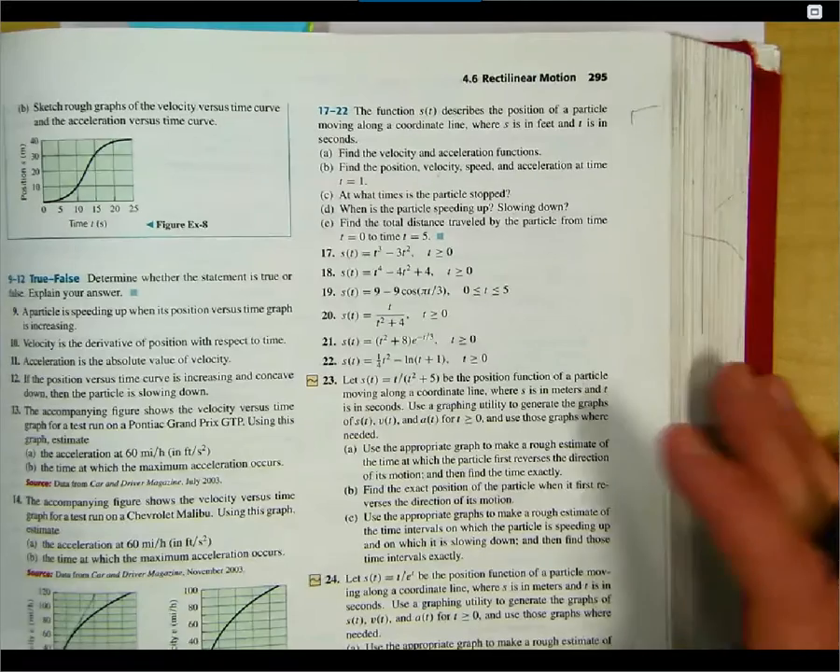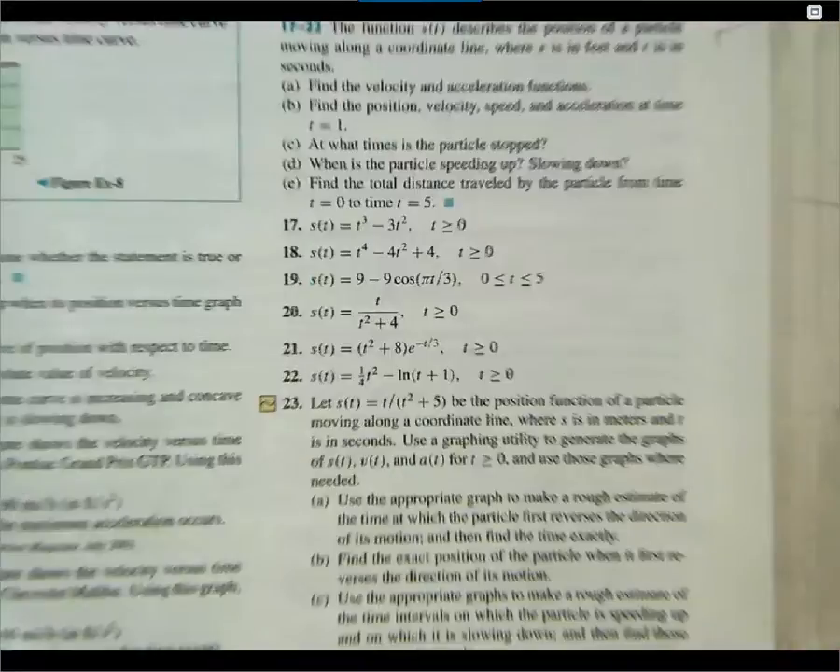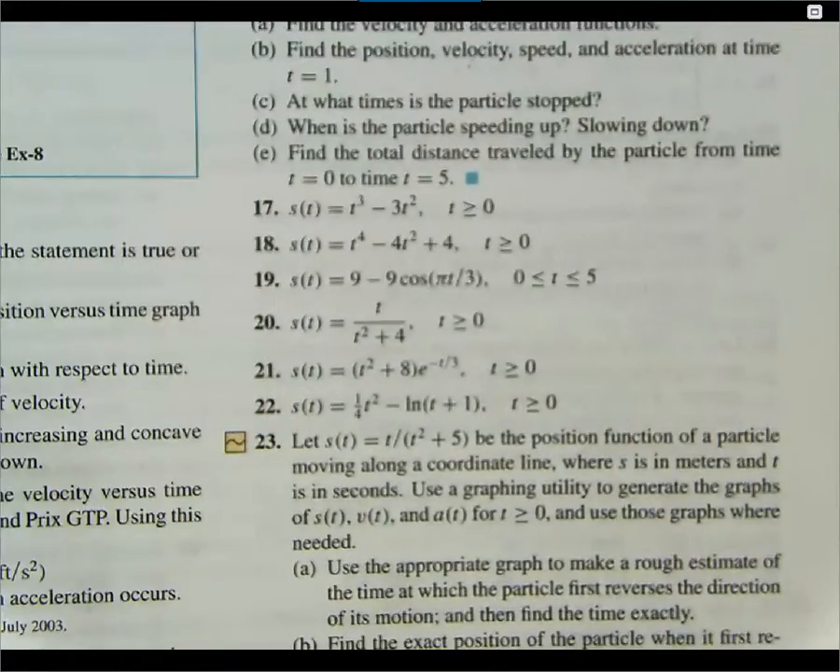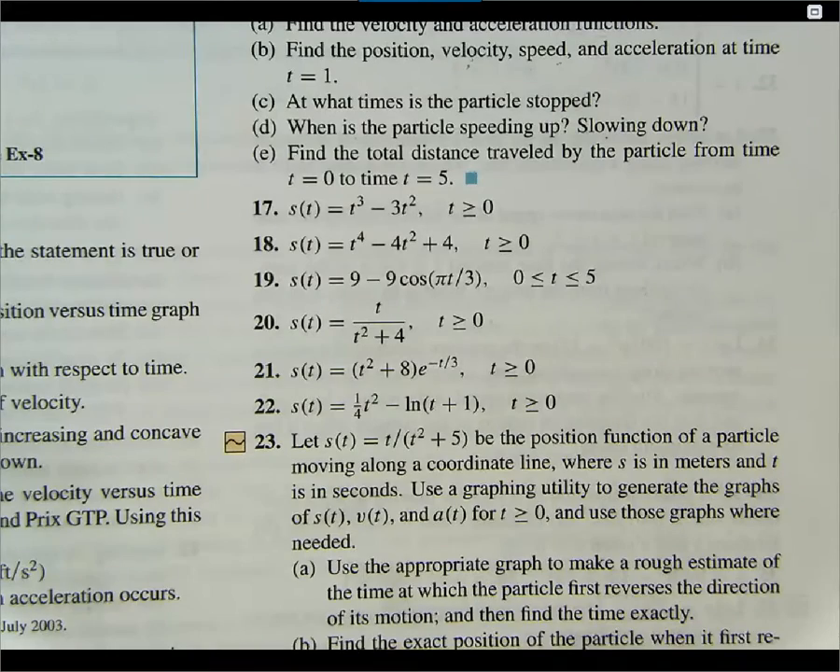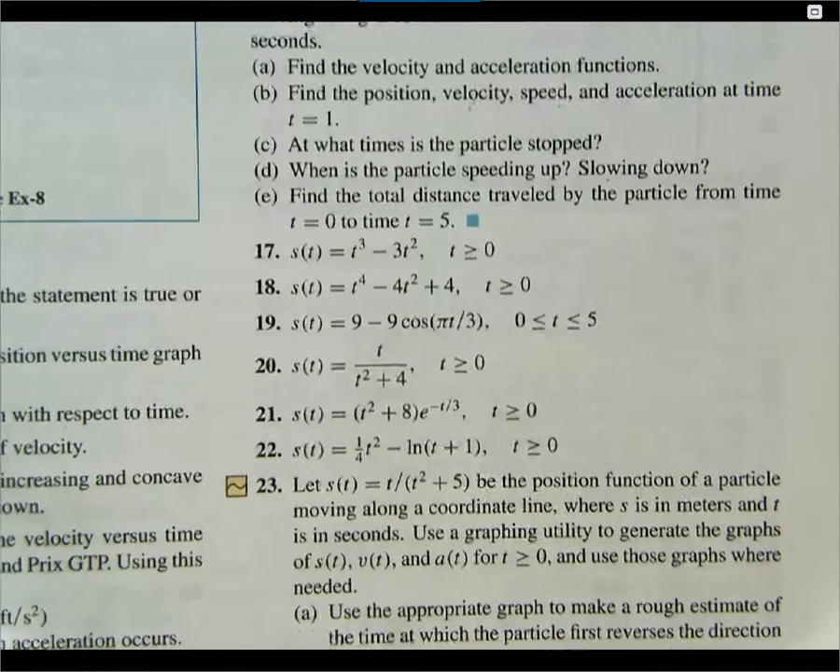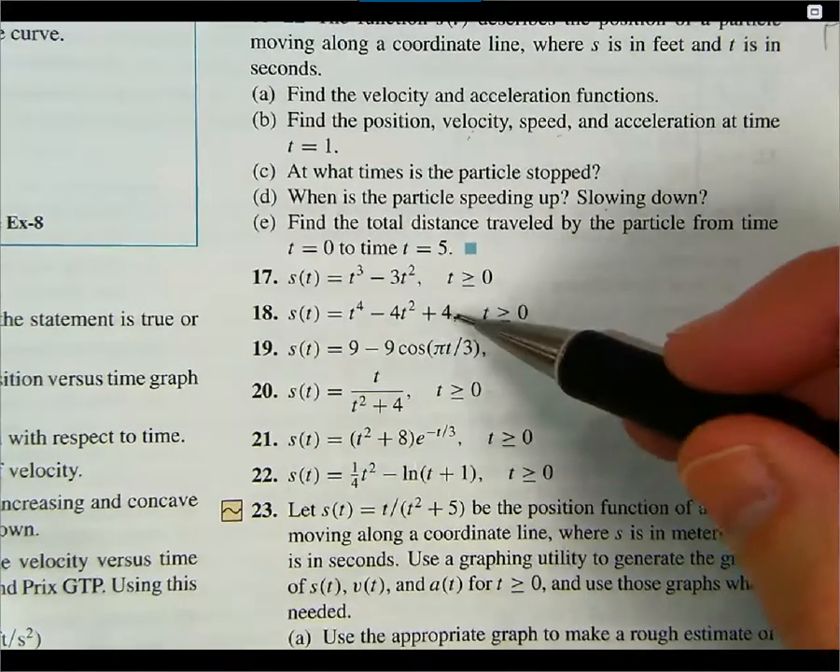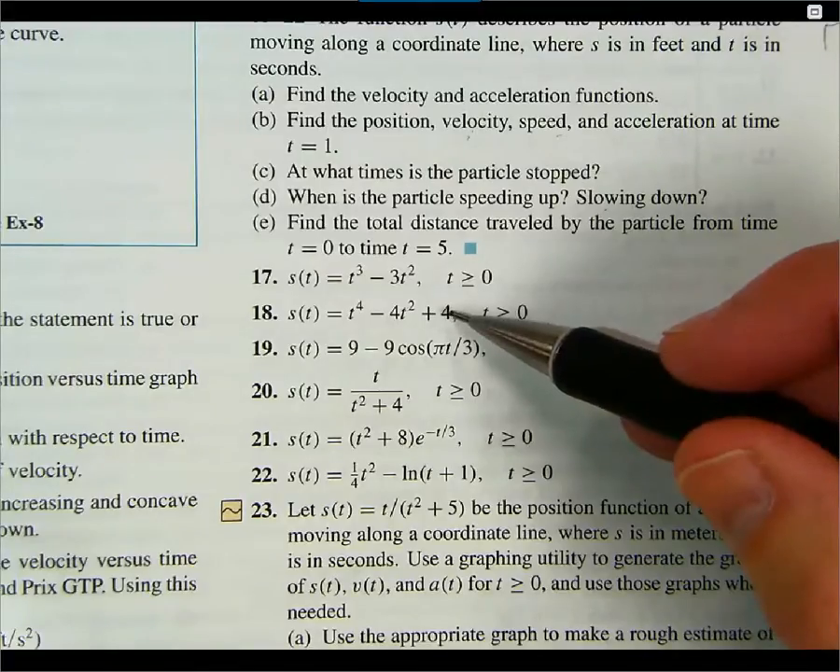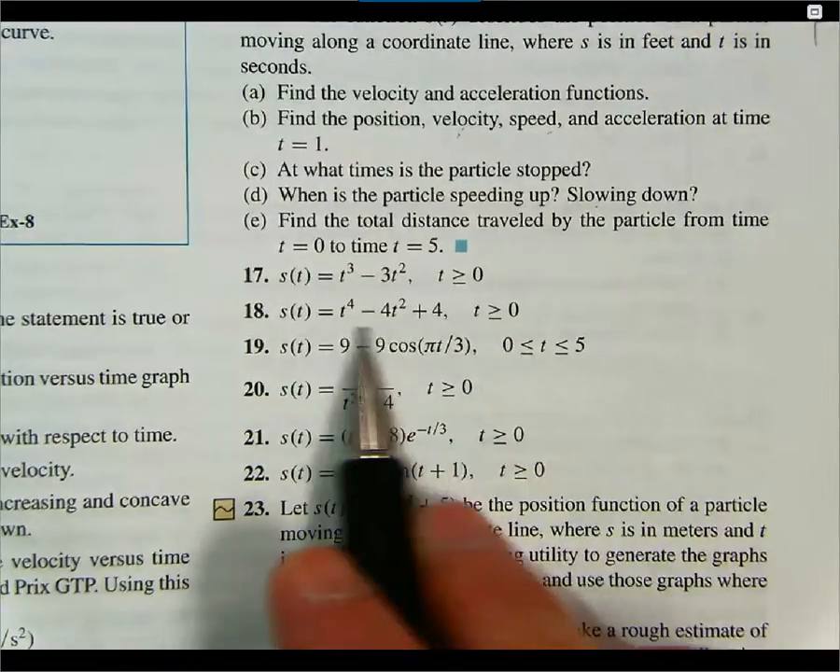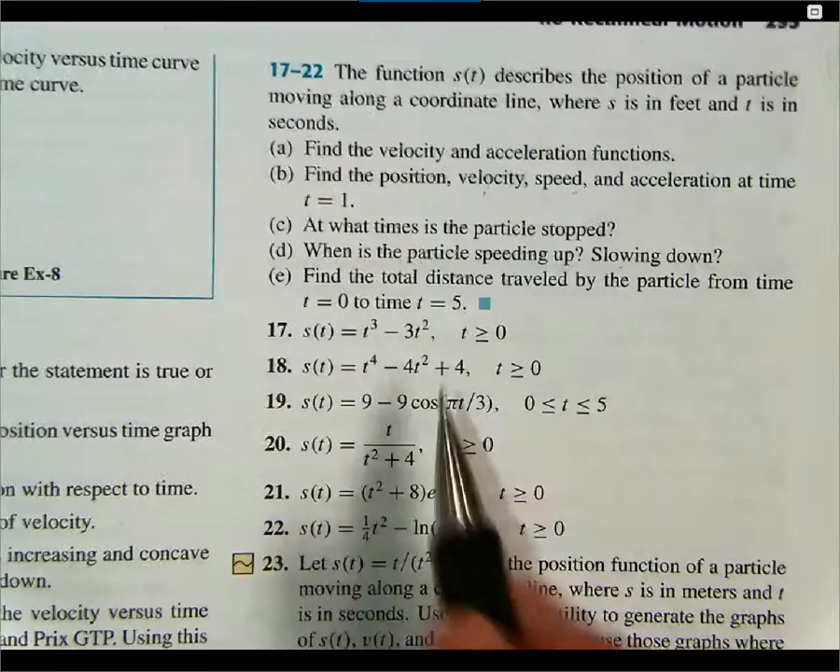All right, so I'm going to walk you through a position, velocity, acceleration, total distance, speed, speeding up, slowing down type problem. We've done this one before. We didn't work this one out together. I'm going to work through number 18 from start to finish. So notice we got a polynomial here. That's awesome. These are all the questions we're going to answer.